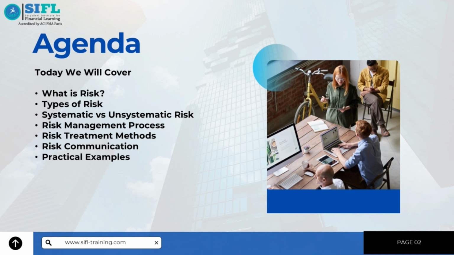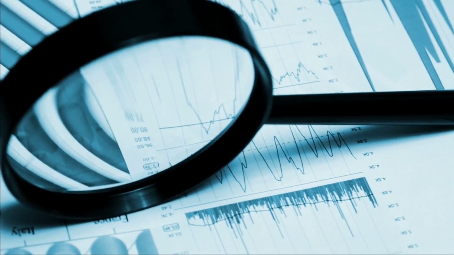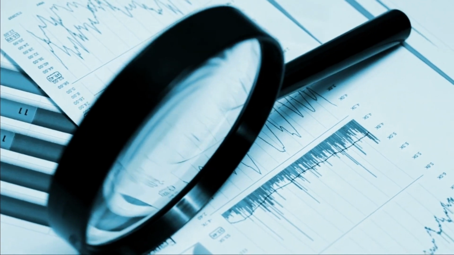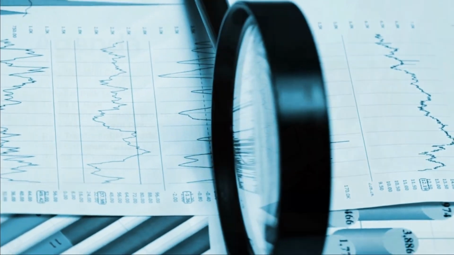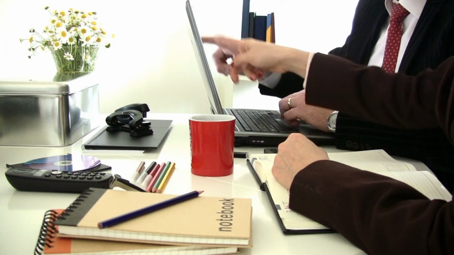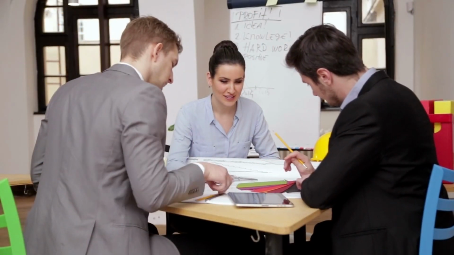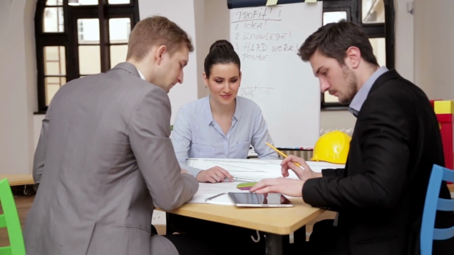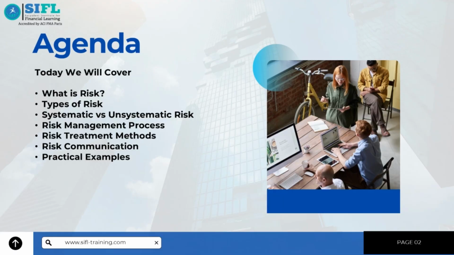We will then walk through the risk management process step by step, from identifying risk to assessing, treating, monitoring, and communicating it. After that, we will discuss the methods used to treat risk, including avoidance, reduction, transfer, and acceptance. Finally, we will connect theory to practice through practical examples, so you can clearly see how market risk management works in real banking and treasury environments.